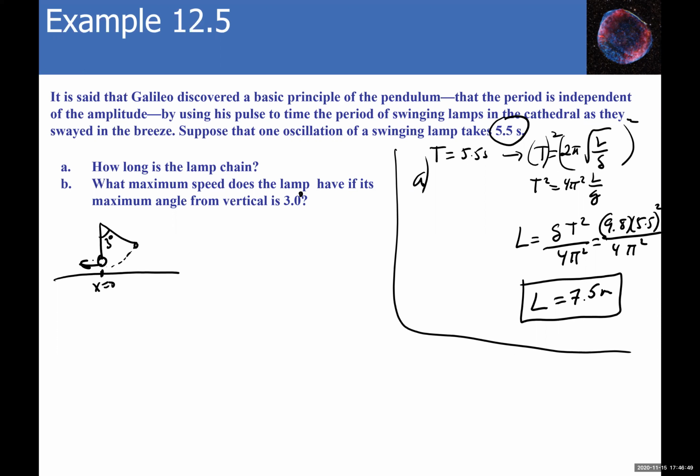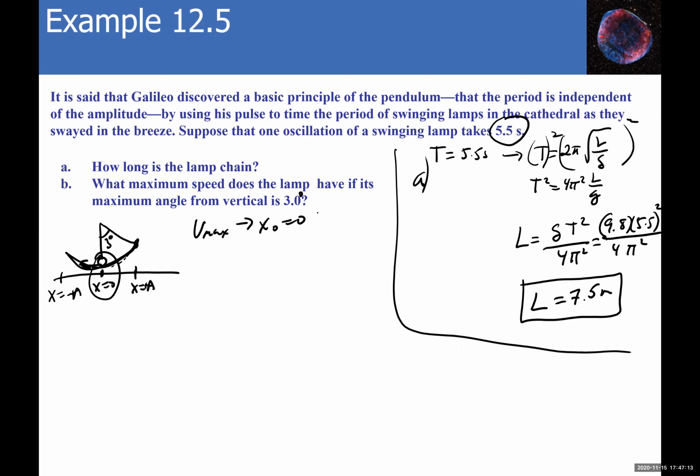What's the maximum speed? Remember, the maximum speed happens at equilibrium, because in a way this is x equals plus A. It's going to oscillate between x equals plus A and minus A, and the maximum speed happens at the equilibrium position again. All right, so now how do we solve for that?